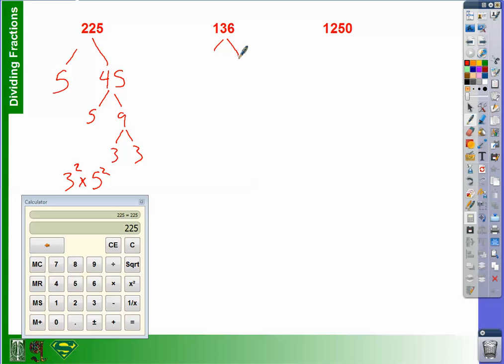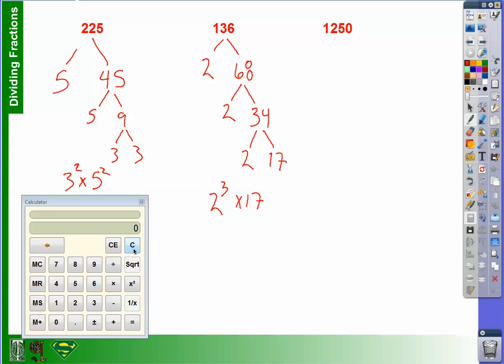So I know 2 goes into it, so let's start easy. So we have 2 times, well, I just divide this by 2, and I will get 68. Well, I see that 68 can be broken apart. I know 2 goes into it again, right? So that is 34. Well, I know 2 can go into that again. And I am left with 17. Now 17 is a prime, so I can't break it apart anymore. So I have 2 to the third, because I have 3 of them, times 17.